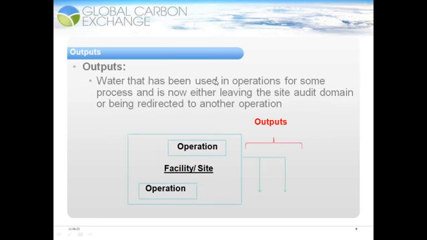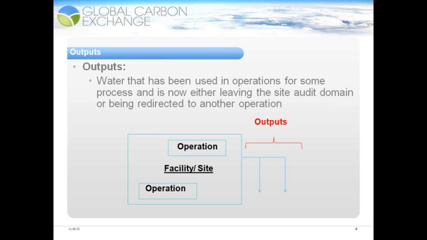Moving on to outputs. Outputs are water that has been used in operations for some process and is now either leaving the site audit domain or being redirected to another operation. So a lot of the time in residential to commercial facilities, including industrial facilities, once the water leaves a certain operation, it traditionally goes straight out through the sewer and off to the municipal works for treatment. So in this instance, one of the main outputs for the facility would be the sewer.